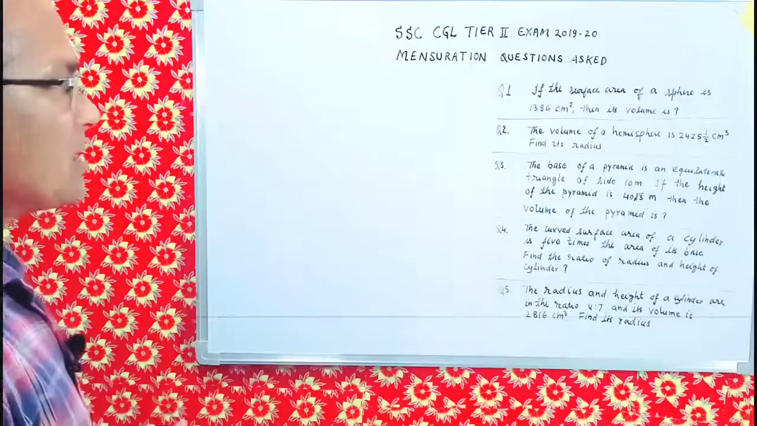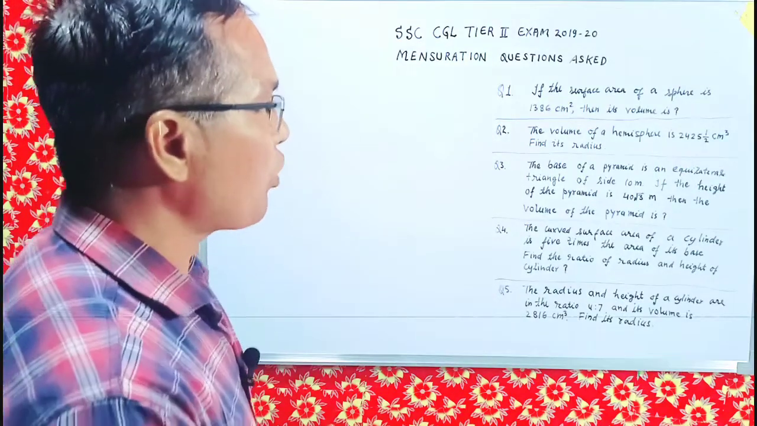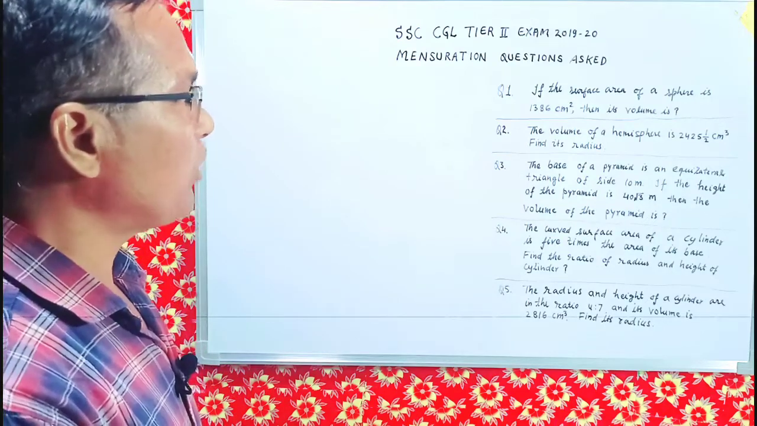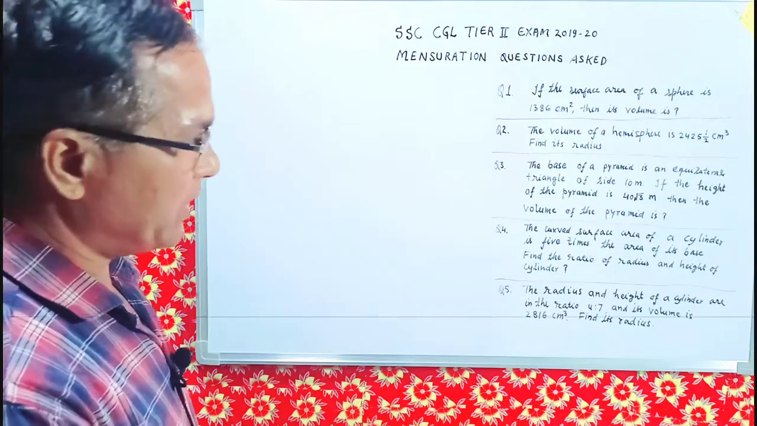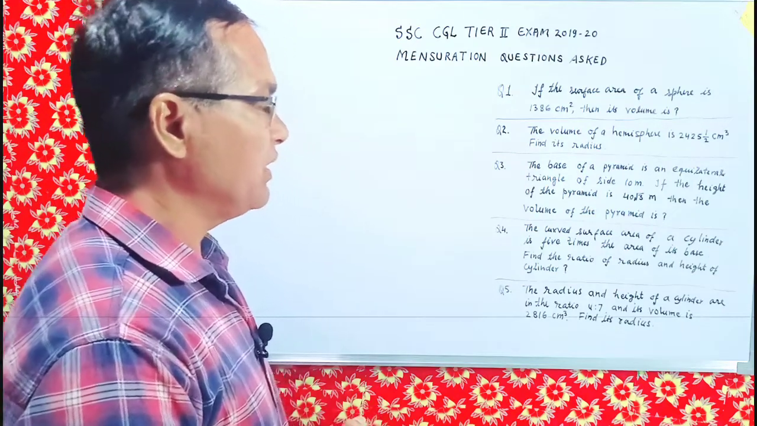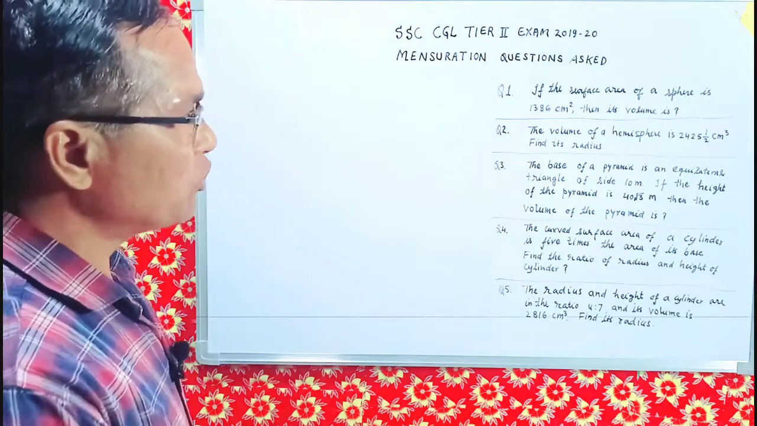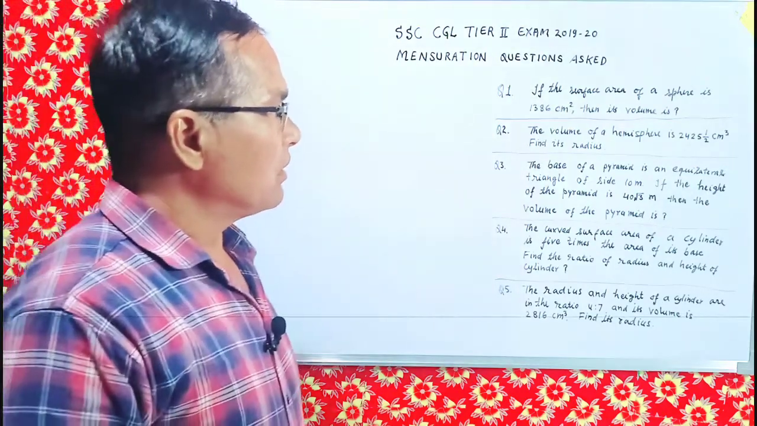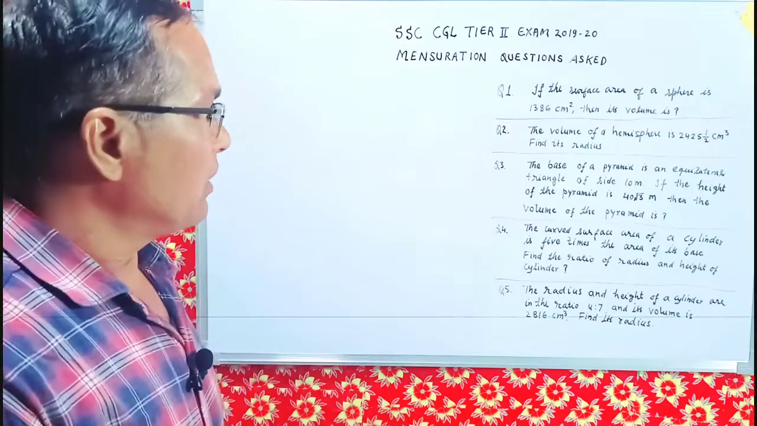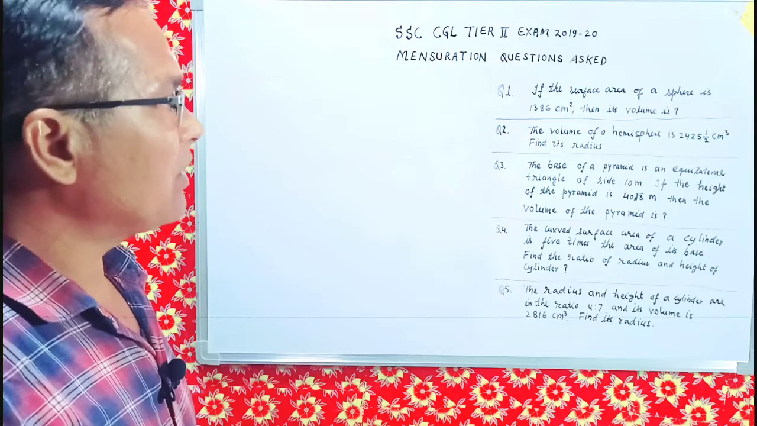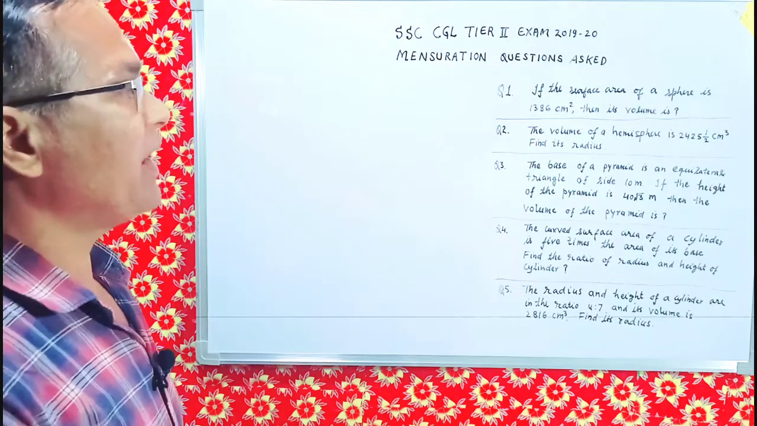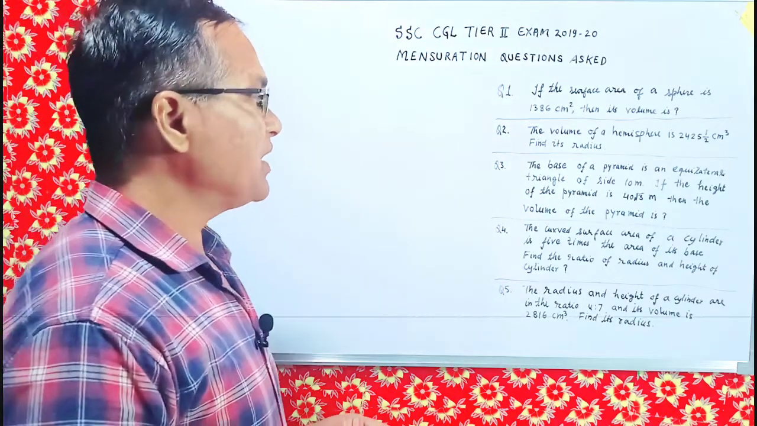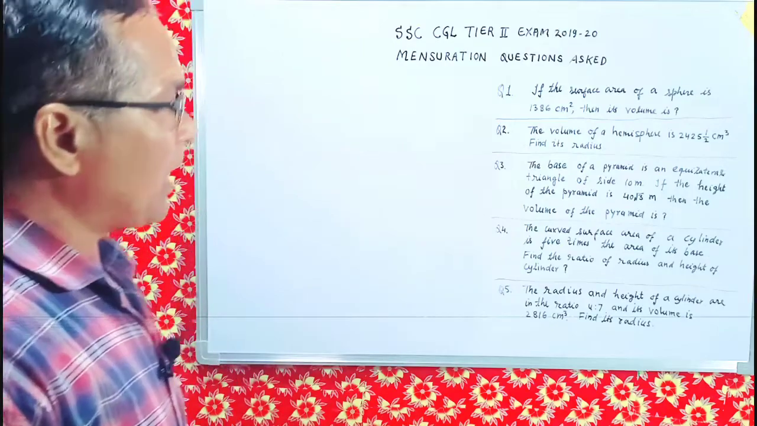Third question. In the third question, it is being asked: the base of a pyramid is an equilateral triangle of side 10 meter. If the height of the pyramid is 40 root 3 meter, then the volume of the pyramid is. इसमें पूछा गया है कि एक पिरामिड का आधार इक्विलेटरल ट्राइंगल है जिसकी भुजा 10 मीटर है और पिरामिड की हाइट 40 रूट 3 मीटर है. तो पिरामिड का वॉल्यूम क्या है? आइए देखते हैं.